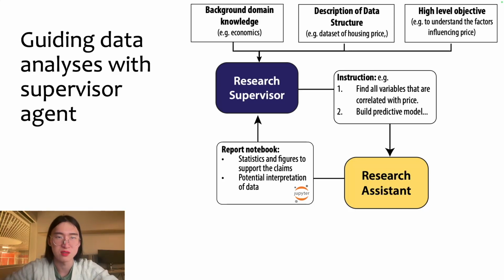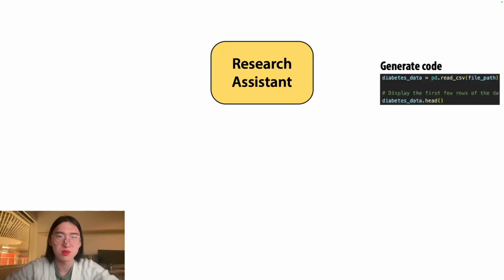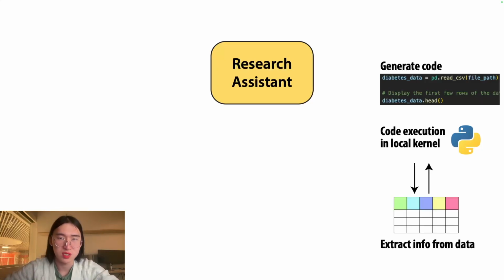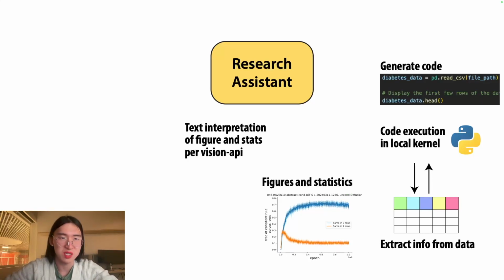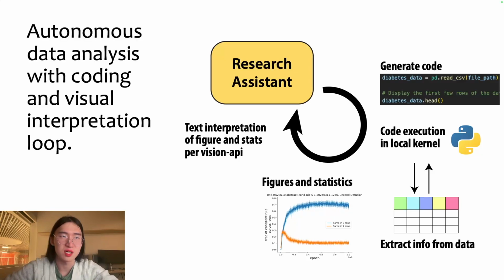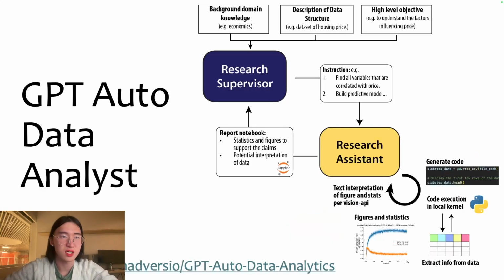On the micro scale, the research assistant will generate code, execute code in local kernels to extract information from data. Then they will generate figures and statistics, and then use the Vision API to interpret the figures and stats into text. This becomes a loop for autonomous data analysis. So this is our system, GPT Auto Data Analyst.